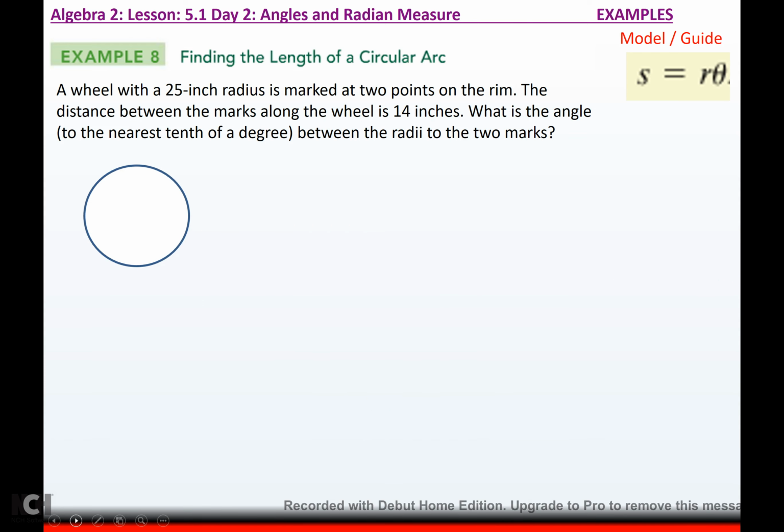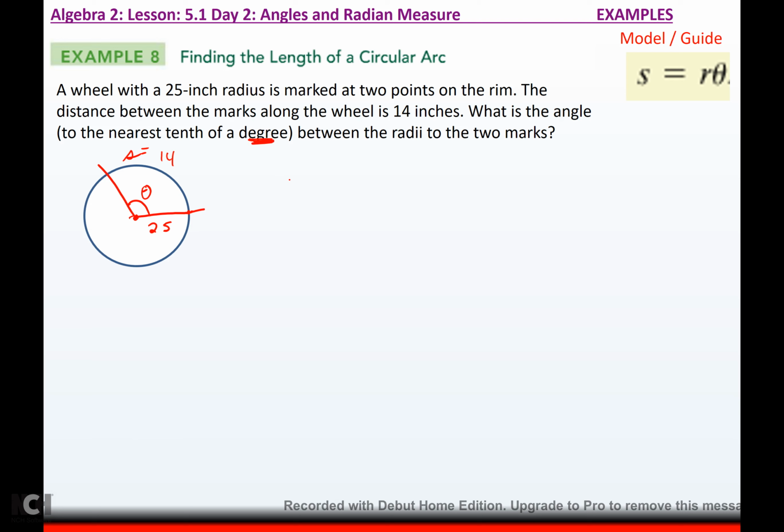Alright, it says a wheel with a 25-inch radius is marked at 2 points on the rim. The distance between the marks along the wheel is 14 inches, so they're giving me the arc length. And they want to know what is the angle to the nearest tenth of a degree between the radii of the two marks. So they want me to figure out theta. We've got to be careful again.